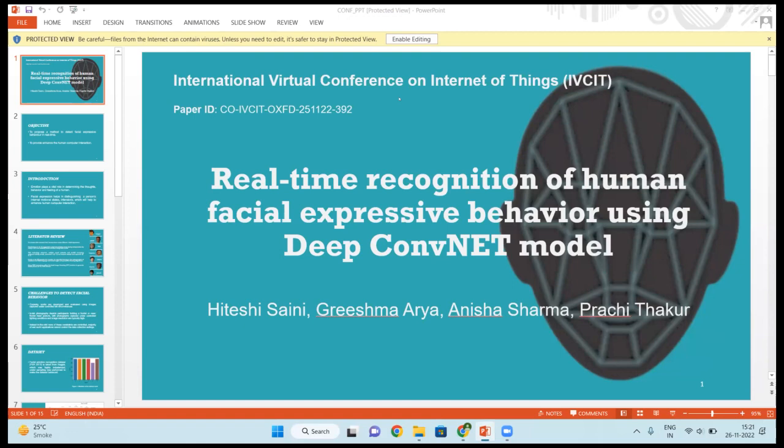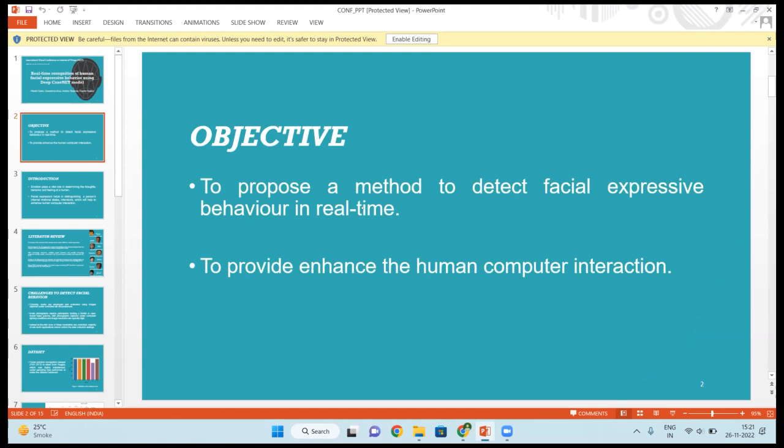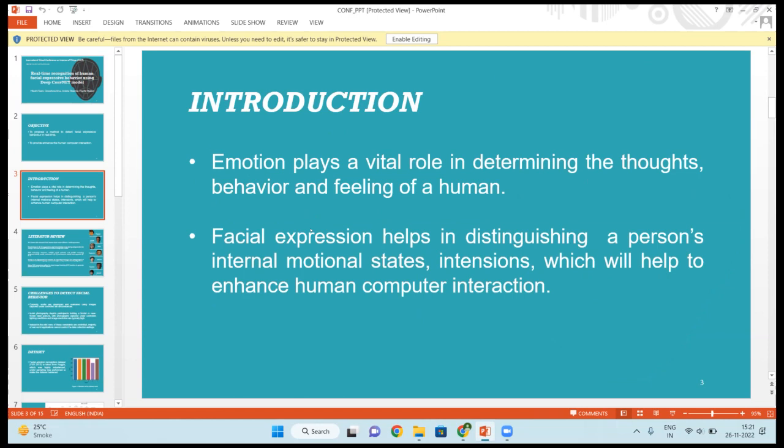Anisha, next slide, please. The objective of our paper is to enhance human-computer interaction and develop a method that can detect facial expression in real time. As we all know, emotion plays an important part in determining someone's behavior and helps to distinguish their internal emotional states and their dilemmas.